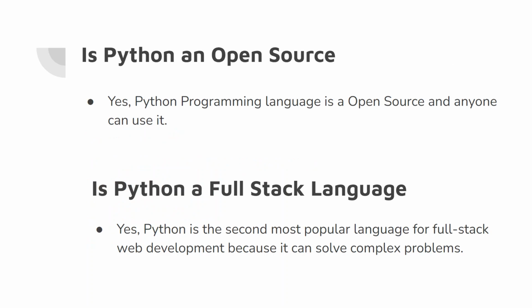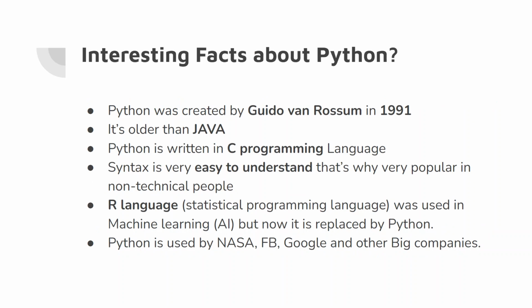There are a few questions related to Python. Is Python open source? Yes, Python programming language is open source and anyone can use it. Is Python a full stack language? We can say it's a full stack language and the second most popular language for full stack web development because it can solve complex problems.